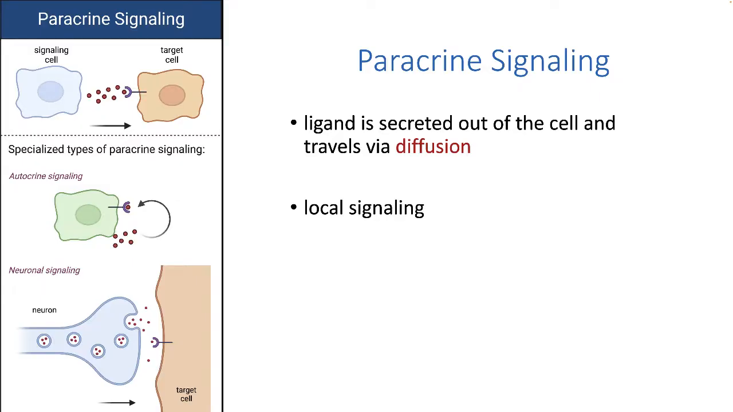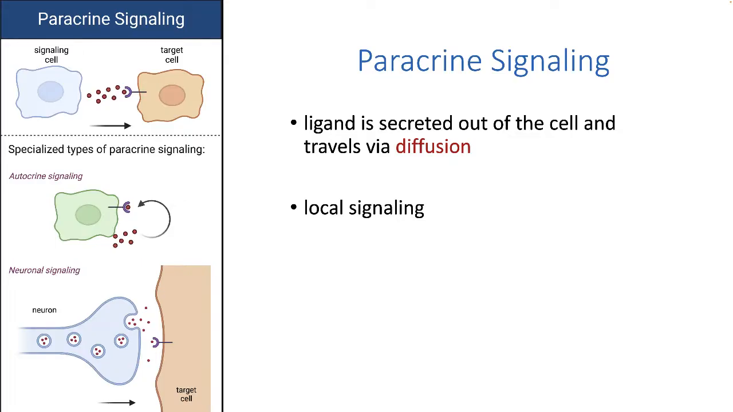The second major type of cell signaling is paracrine signaling. Paracrine signaling takes place when a cell produces a signaling molecule and secretes it out of the cell, where it diffuses through the extracellular matrix and binds to a receptor on a target cell. Recall that diffusion is really only effective over short distances, so paracrine signaling can also be thought of as local signaling. The signaling cell and target cell don't need to be adjacent or touching as in direct signaling, but they do need to be in relatively close proximity.